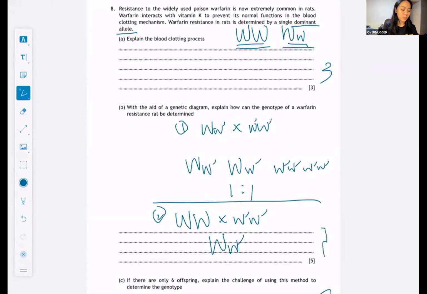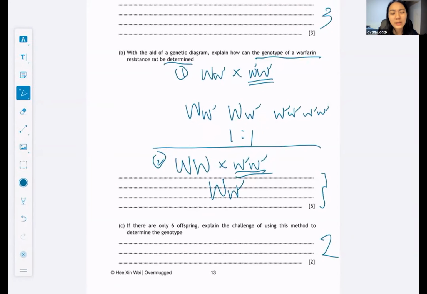But in the few lines at the bottom that we are providing, of course you have to explain how that helps. The first part is that a warfarin resistant rat could either be homozygous dominant or heterozygous. Then you explain your result. When crossed with a warfarin sensitive rat, which is your two small w, if it is heterozygous, then you will get 50%, 50%, or 1:1. But when you cross it with a homozygous dominant, then you would get all resistant. So these are the two scenarios. You choose one to draw, but you have to explain exactly how you are determining the genotype of a warfarin resistant rat. So this is a more special question when it comes to genetic diagrams.